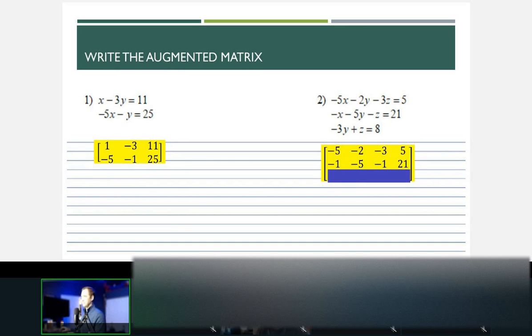Yep. Negative 1, negative 5, negative 1, 21, and the difficult row, row number 3. No, it says 0, negative 3, 1, and 8. Anybody else want to agree or disagree with that? Same thing? Okay, good. Pretty easy, right? Nothing difficult.